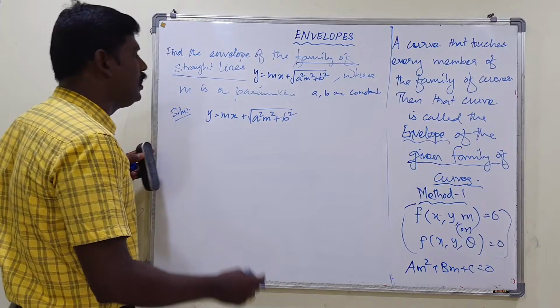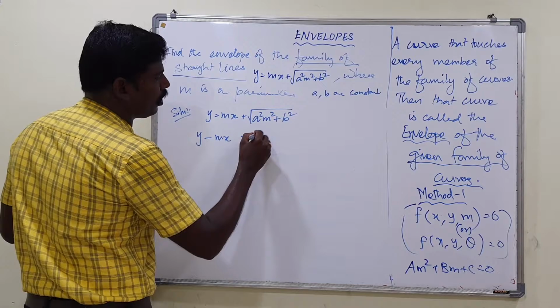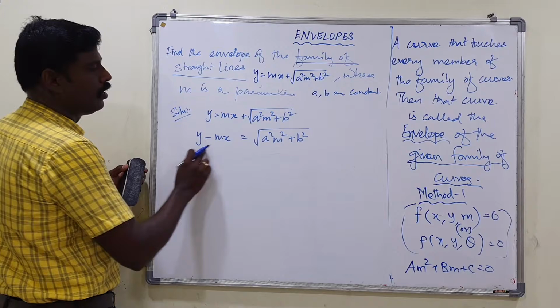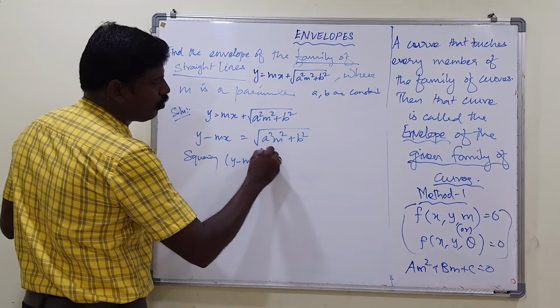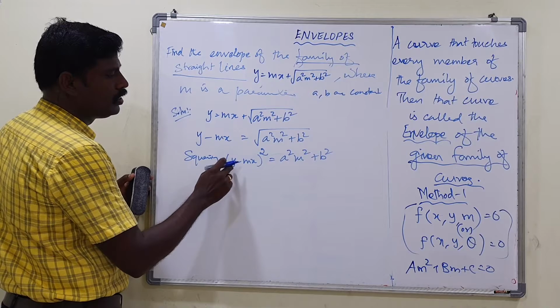So y, I am taking this mx into the left hand side, equal to root of. To eliminate the square root on the right hand side, I am taking this term into the left hand side. Now I am going to square on both sides, the square root will be eliminated. Squaring on both sides, what will we get? y minus mx the whole square is equal to a square m square plus b square. Now this is in the form of a minus b the whole square. Apply the a minus b the whole square formula.